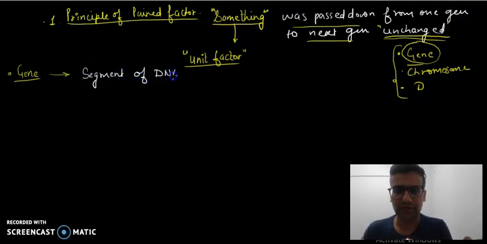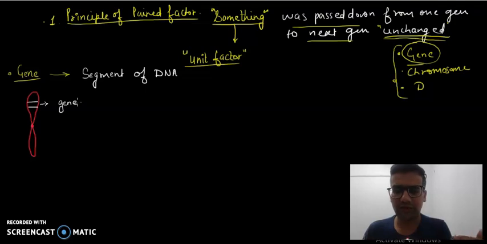This segment of DNA is present on the chromosome. The structure of a chromosome is a rod-like structure made up of DNA. And on this rod-like structure, small segments are present. These small segments are what we call genes.